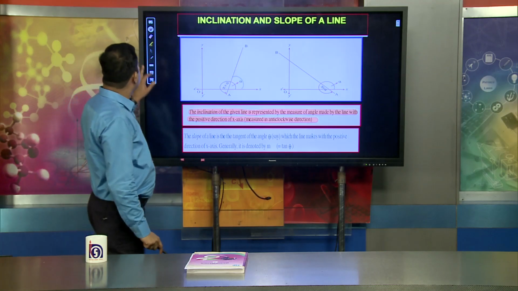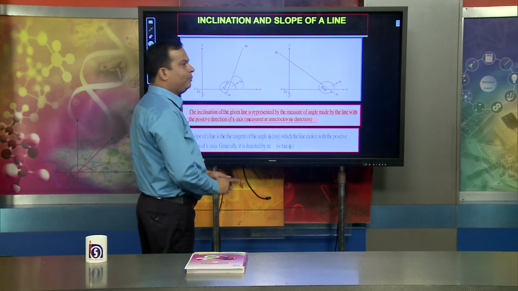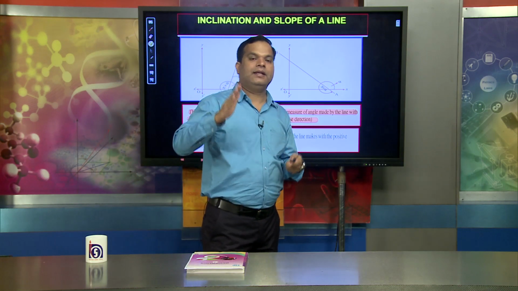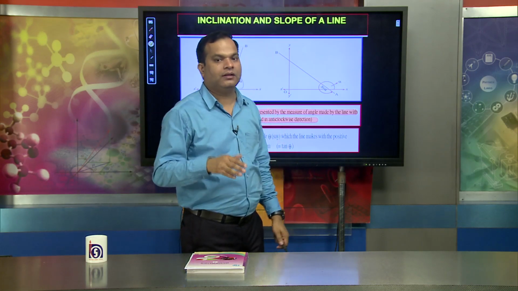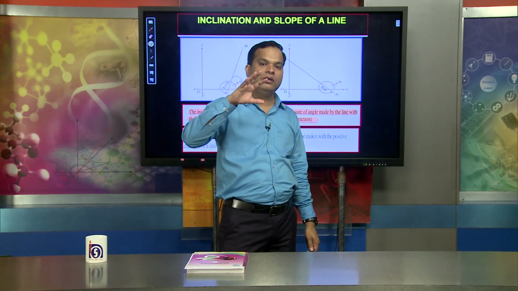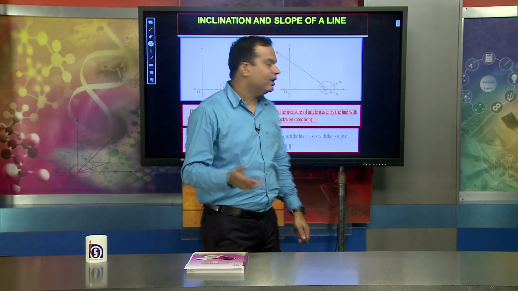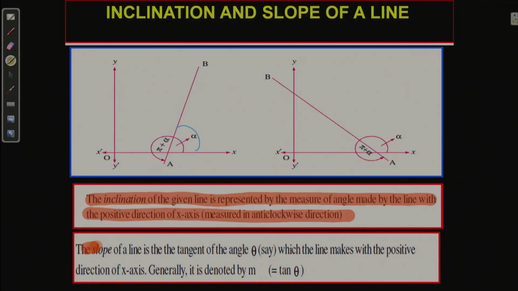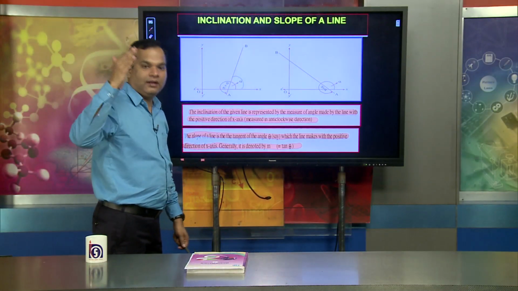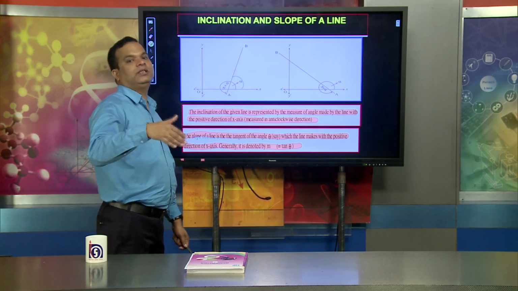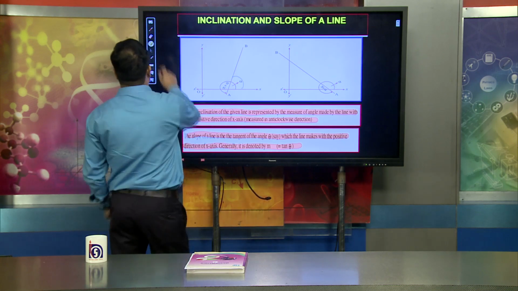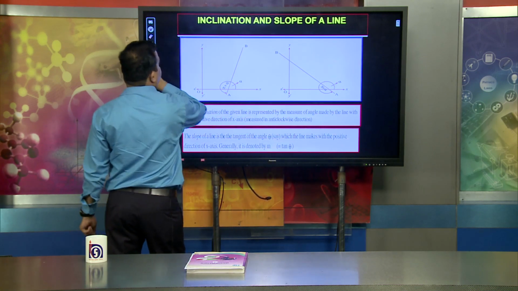Now, when talking about the slope, slope is nothing but the tangent of the angle of that line. That means suppose the angle is 45, then for the slope we find tan theta, that means tan 45. Or we can say the slope of a line is the tangent of the angle theta which the line makes with the positive direction of the x axis. It is generally denoted by m, which is equal to tan theta. Inclination and slope are very important things.